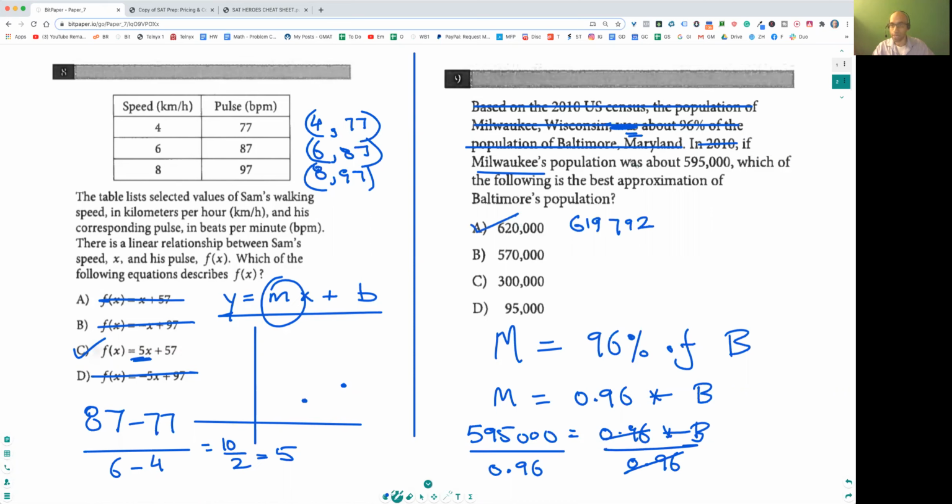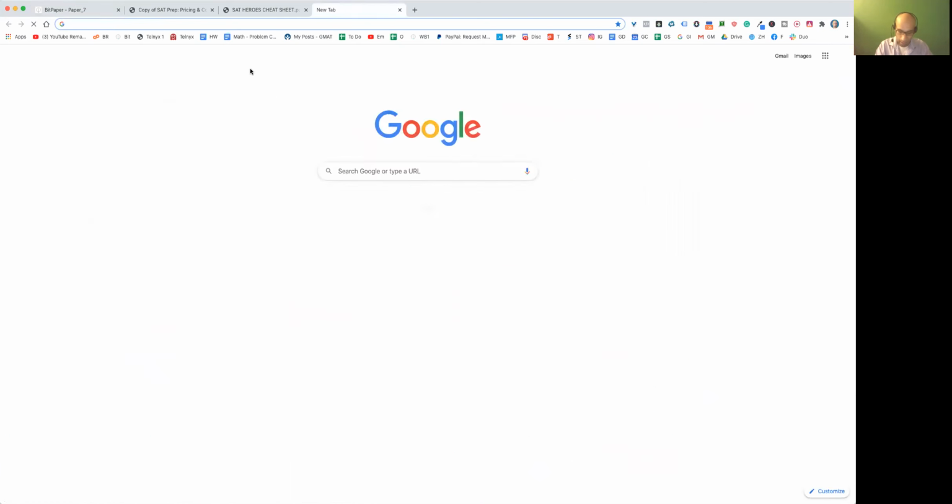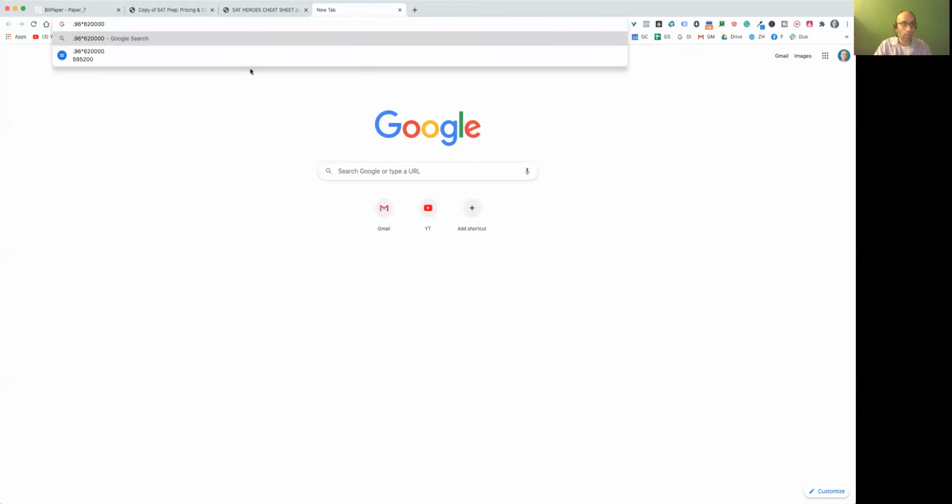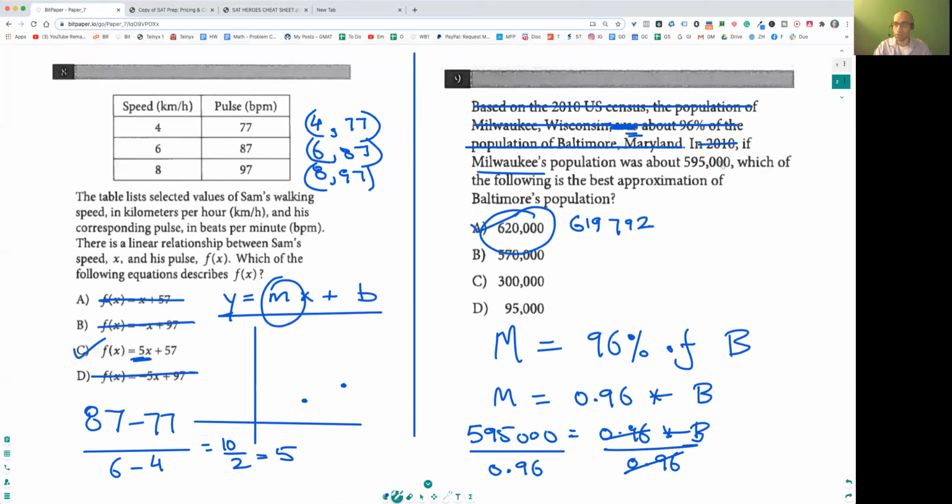And you can also check it. If you want to check it, what is 96% of 620? Let's see what is 96% of 620, and then let's move on real quick. 96% of 620, that's 595,200 roughly here. So that's why A is the correct answer. Well done, Yazan. Well done, Junor. Well done, Neha. So be careful what's going on.